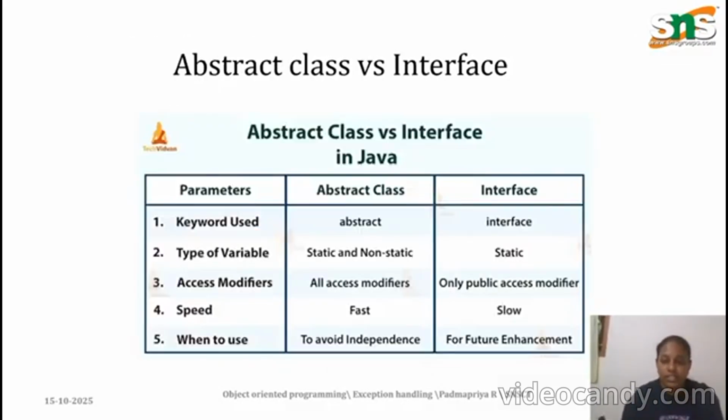Abstract class versus interface. For an abstract class we use the keyword abstract; for an interface, the keyword is interface. Types of variables: in an abstract class, static and non-static; in an interface, only static. Access modifiers: in an abstract class, all access modifiers can be used; in an interface, only public. The speed is fast in an abstract class and slow in an interface. When to use: to avoid independence, we use an abstract class; for future enhancement, we use an interface.